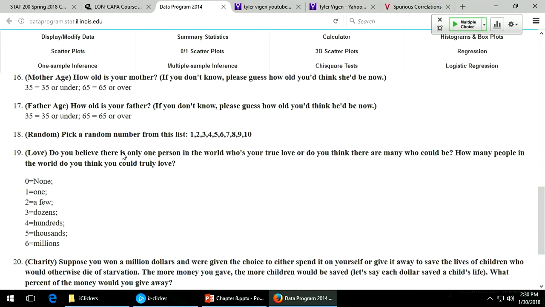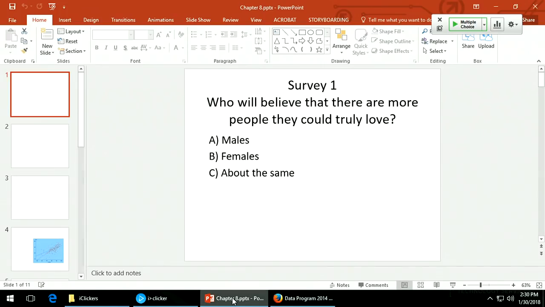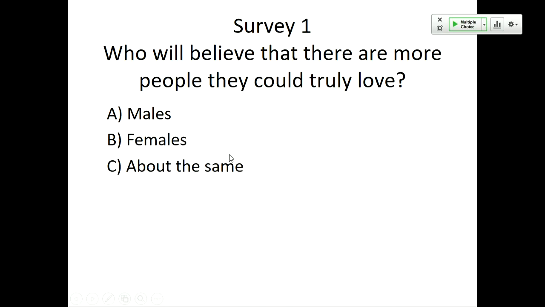All right, so let's pull up the iClickers. I just want you to guess. Of course, you can't get this right or wrong. So just anticipate: who will believe there are more people they could truly love? Do you think males will believe there are more, females, or about the same? And then we'll look at it.